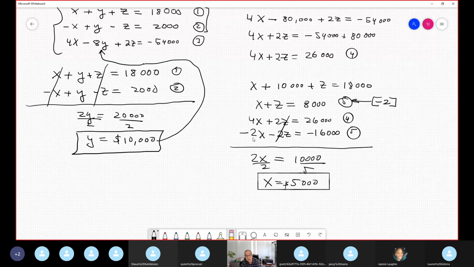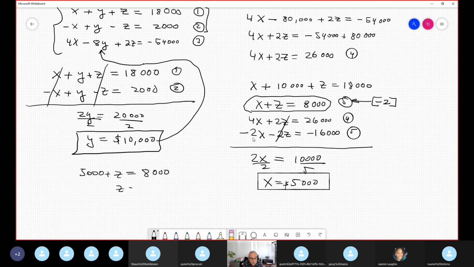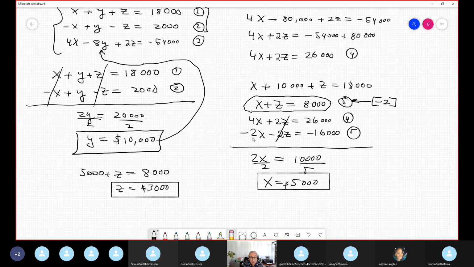In order to find the z value, it's super easy, because, for example, I take this equation, either equation, but you always try to find the easy one. So 5,000 plus z equals 8,000. Therefore, z is equal to 3,000. Confirming, 3,000 is 8,000 minus 5,000. This is the distribution of the money that Janet made at the beginning.